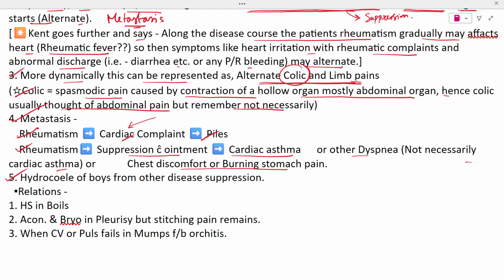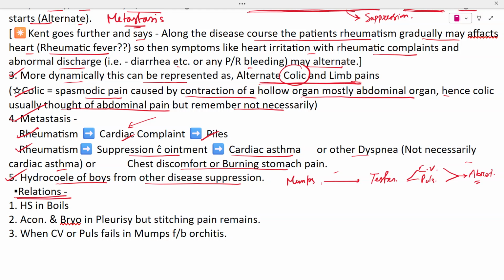Fifth, a particular symptom can be hydrocele of boys from suppression of another disease. So maybe there is hydrocele due to suppression. Or we have seen in case of mumps, it usually metastasizes to the testis. In that scenario, the first choice of drug is Carbo vegetabilis and Pulsatilla. If they fail, then we can come to abrotanum. This is one of the features we must remember.